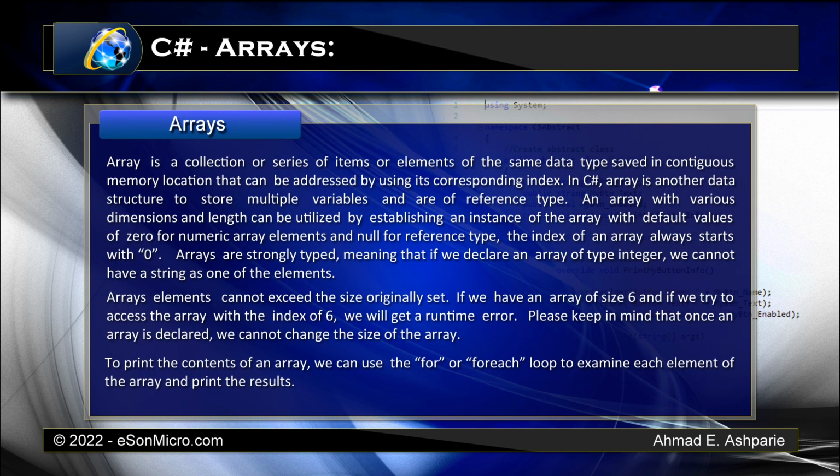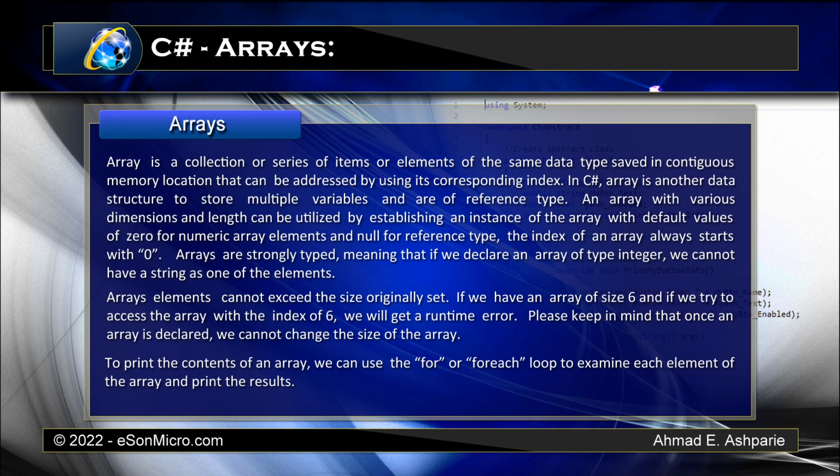Array is a collection or series of items or elements of the same data type saved in contiguous memory location that can be addressed by using its corresponding index. In C#, array is another data structure to store multiple variables of reference type. An array with various dimensions in length can be utilized by establishing an instance of the array with default values of 0 for numeric array elements and null for reference type. The index of an array always starts with 0.